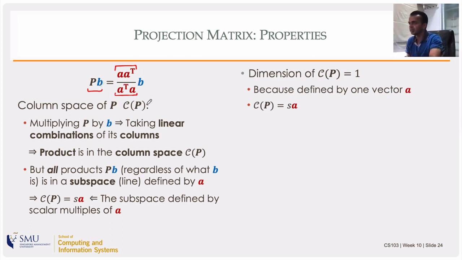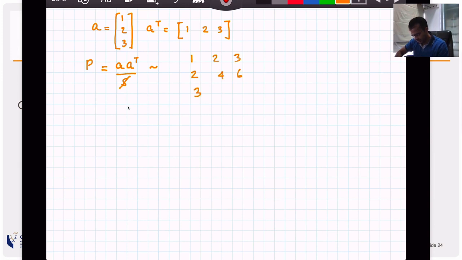You can see it by looking at the matrix. I started with an A as an example: 1, 2, 3, remember? And I had A transpose, which was 1, 2, 3. Then AA transpose, which is the numerator of P, divided by some S. So ignore the S for now. This is like 1, 2, 3, 2, 4, 6, 3, 6, 9. So this is a matrix that we got.